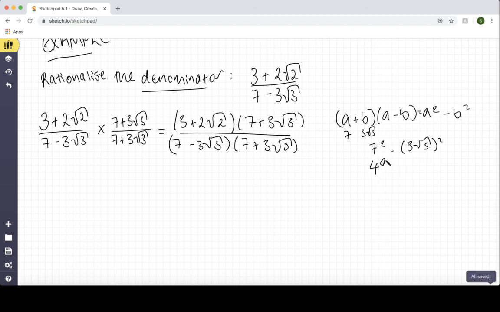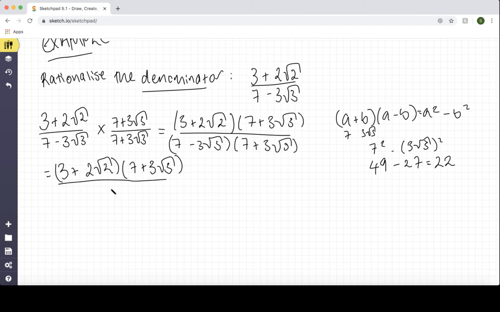So 7 squared is 49. And 3 root 3, well, that's 3 times square root of 3 times 3 times the square root of 3. So you'll have 3 squared, which is 9, times the square root of 3 squared, which is equal to 3. So it's going to be 9 times 3, which is 27. So this is equal to 22. So this denominator here, you're going to have 22. Okay, so this is equal to 3 plus 2 root 2 times 7 plus 3 root 3 all over 22. And now let's look at this numerator.